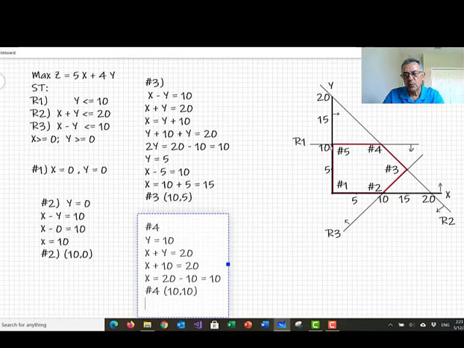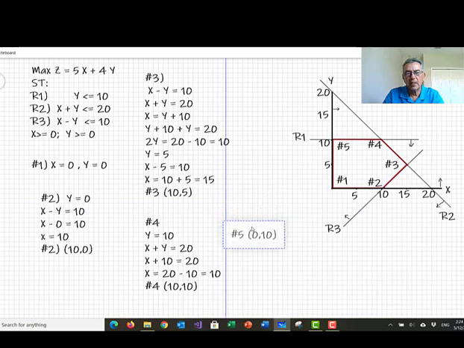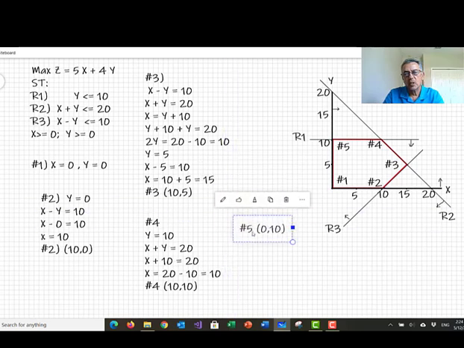Finally, we want to solve for the fifth extreme point. Well, that's on the y-axis where x is equal to 0, and this is the intersection of the y-axis and R1, where y is equal to 10, and obviously the fifth extreme point is going to be 0 and 10. And that's how we find the extreme points of a feasible region.